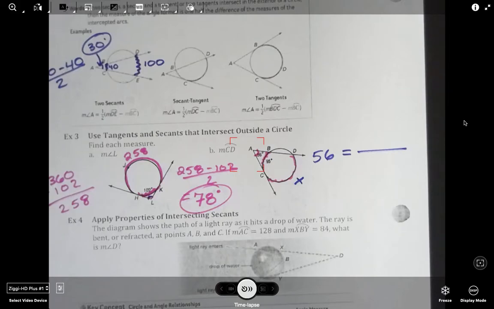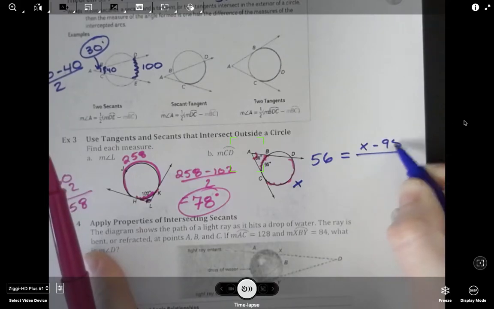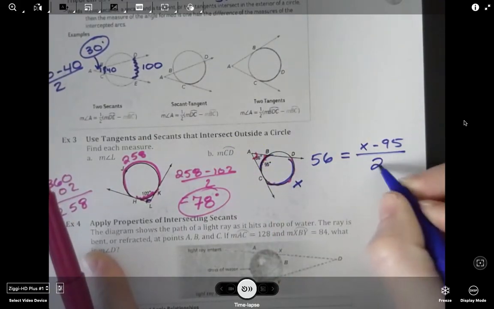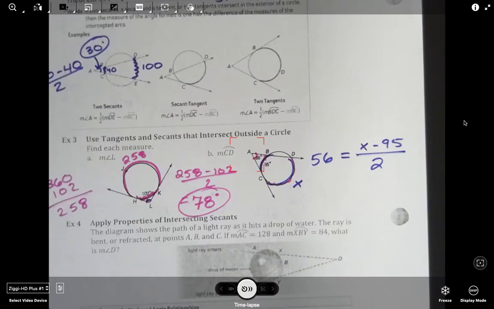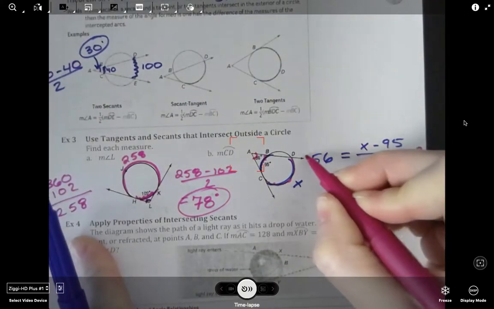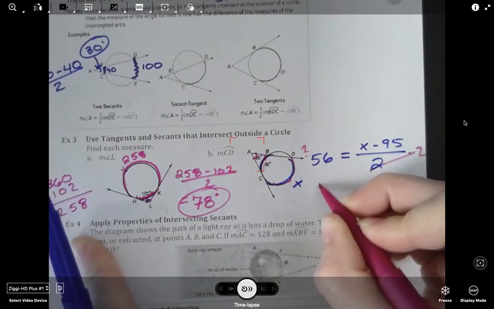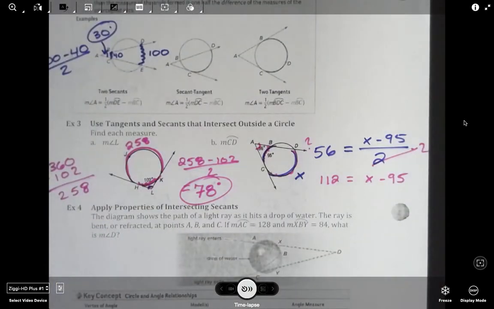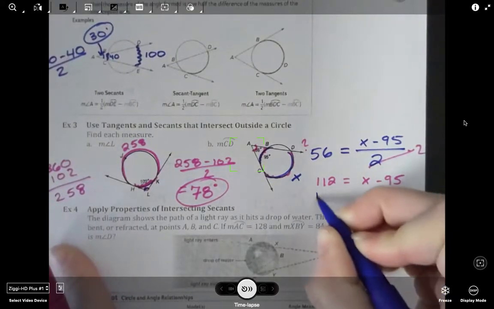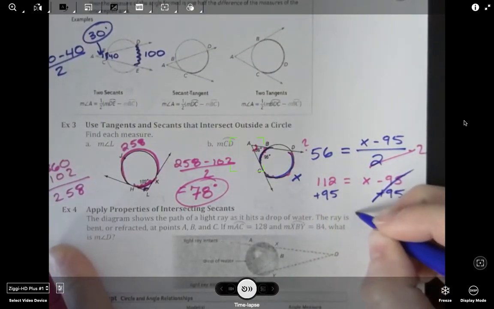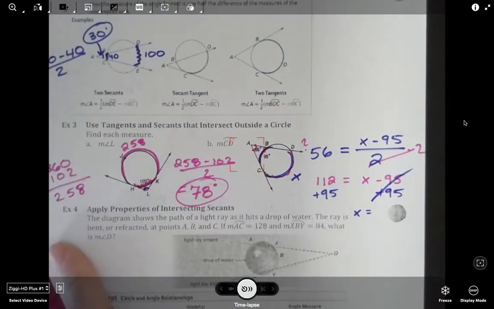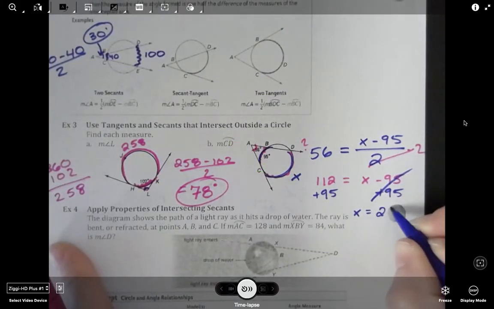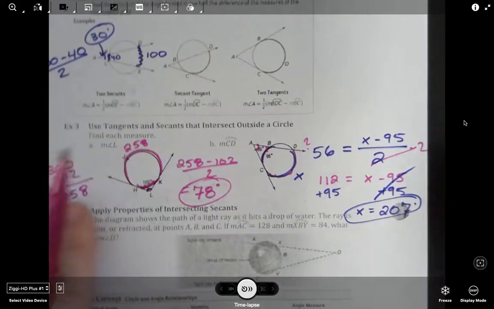It's kind of like the one that we unwound from the front side. Yep, X minus 95. We're still taking this guy and subtracting this one, and then dividing that by 2. Now we unwind it just like we did before. Multiply by 2. 56 times 2 is 112. So 112 equals X minus 95. Add 95. So that big arc is 207.